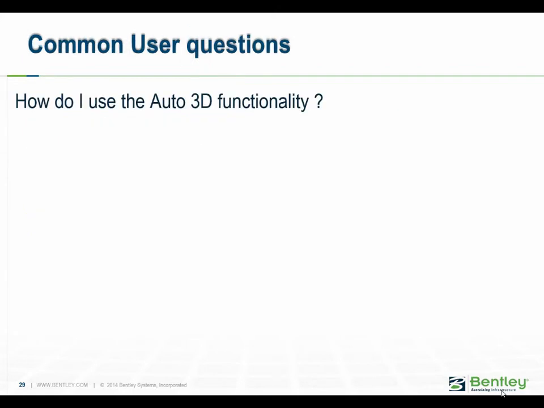So another common question, and it really stems off some of the back of the conceptual modeling type presentations that we do occasionally, is how do we use the auto 3D functionality? So I want to draft in 2D, but I do want to see this 3D functionality. So let's take a look at this.